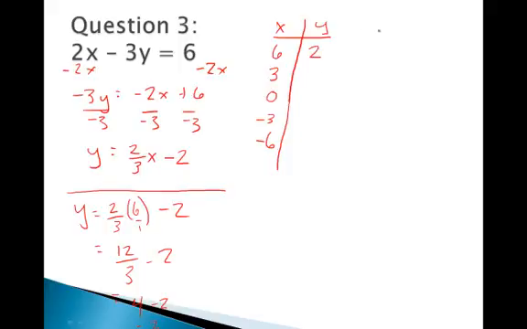Okay, I'll do the next one over here. y equals 2 over 3. Now I'm going to use a 3 where I see an x. So I'm going to put a 3 here, minus 2. 2 times 3 is going to give me 6 over 3 minus 2. 6 divided by 3, that's 2 minus 2. My answer is going to be 0. So I'm going to work it all out, and what I'm going to get is, when x is 0, y is negative 2, then we'll have negative 4, and then negative 6.